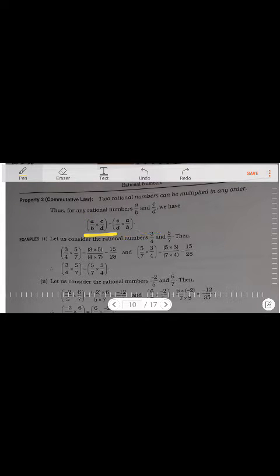ca and ac are the same, db and bd are the same. Why? Because 2 into 3 is also 6 and 3 into 2 is also 6. So that's why it has been said that order doesn't change the result. Order doesn't change the result means either we write a by b first and then c by d, then also the result will be the same as when we write c by d first and a by b later, and multiply it.